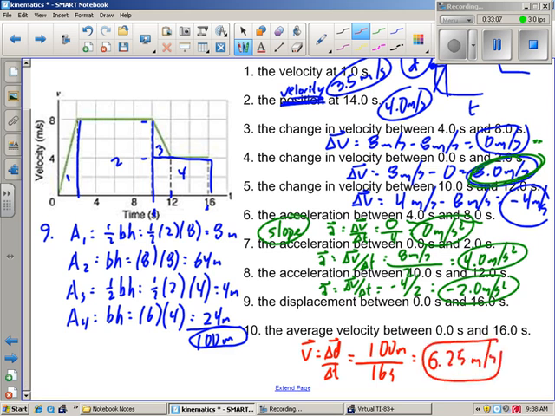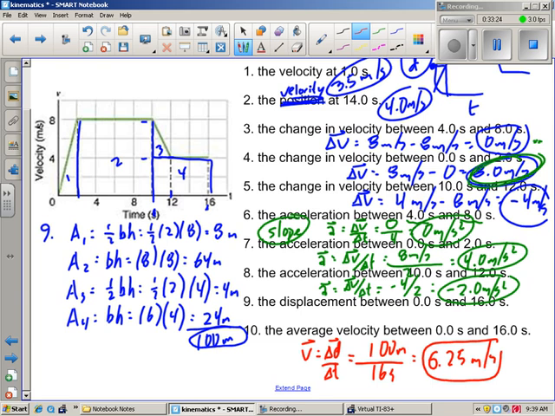Sometimes the velocity is positive. Sometimes it's 0. Sometimes it's negative. Sorry, it's always positive, but sometimes it's increasing. Sometimes it's decreasing. Sometimes it remains constant. Bottom line is the average works out to be 6.25 meters per second. Does that make sense?